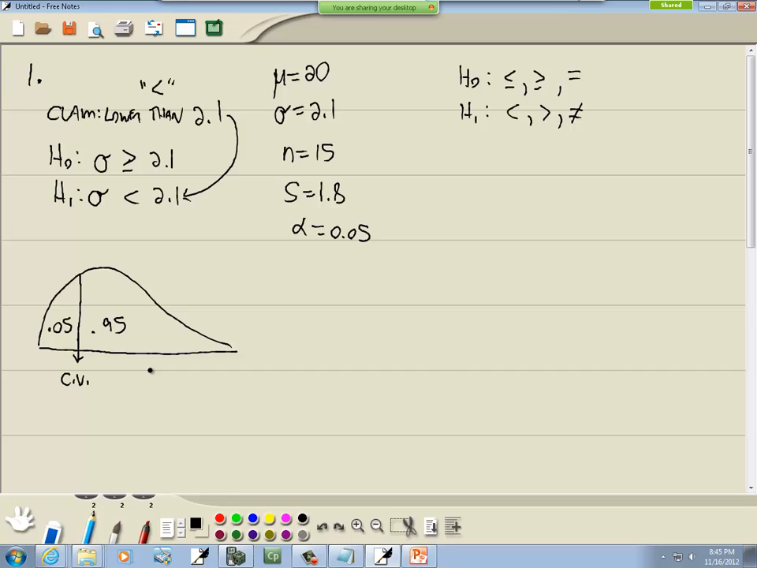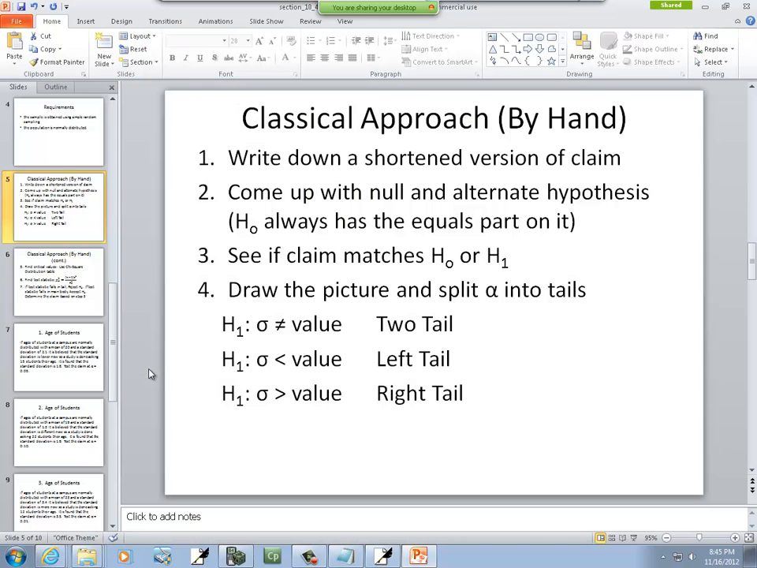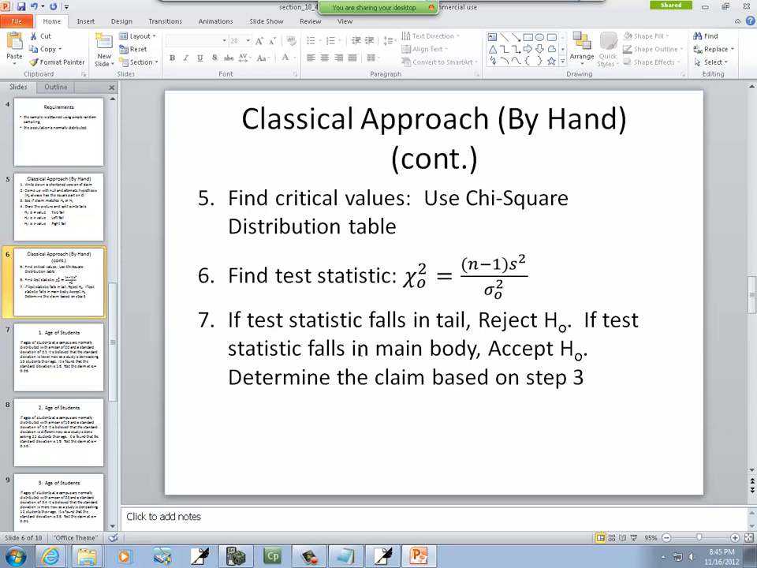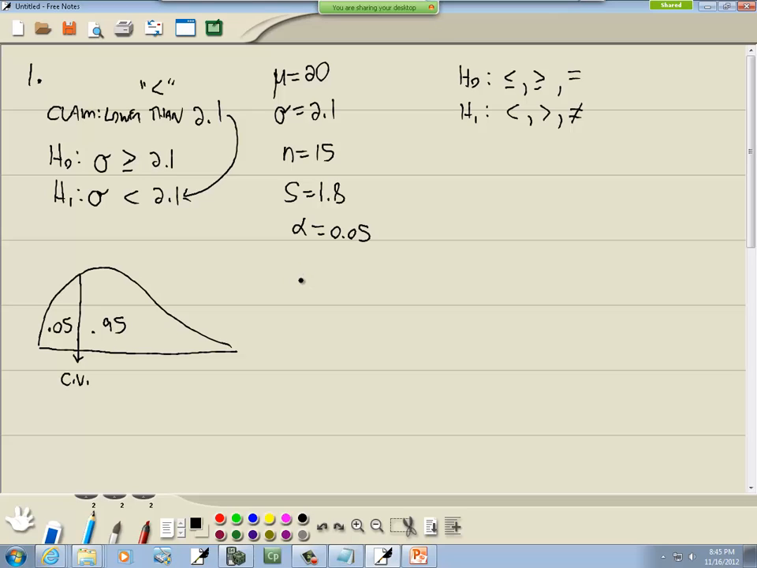We did the picture, split our alpha. Okay, critical values. It says use the chi-square distribution table. Now we're going to need a degree of freedom. Degree of freedom is n minus 1. So n was 20. Wait a minute. Scratch that. 15. So 15 minus 1. Our degree of freedom will be 14.